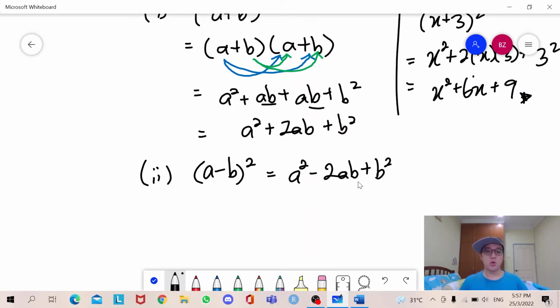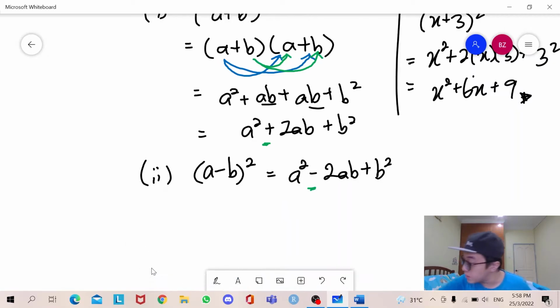So if you want to know how to get to this, it's basically the same method. You're going to multiply each of them into the other brackets, and you will eventually get the final answer here. And if you compare (a plus b) squared and (a minus b) squared, the difference is only the sign. The sign before 2ab is plus, and when it's minus, then it's minus. So this is how you can memorize it very easily.